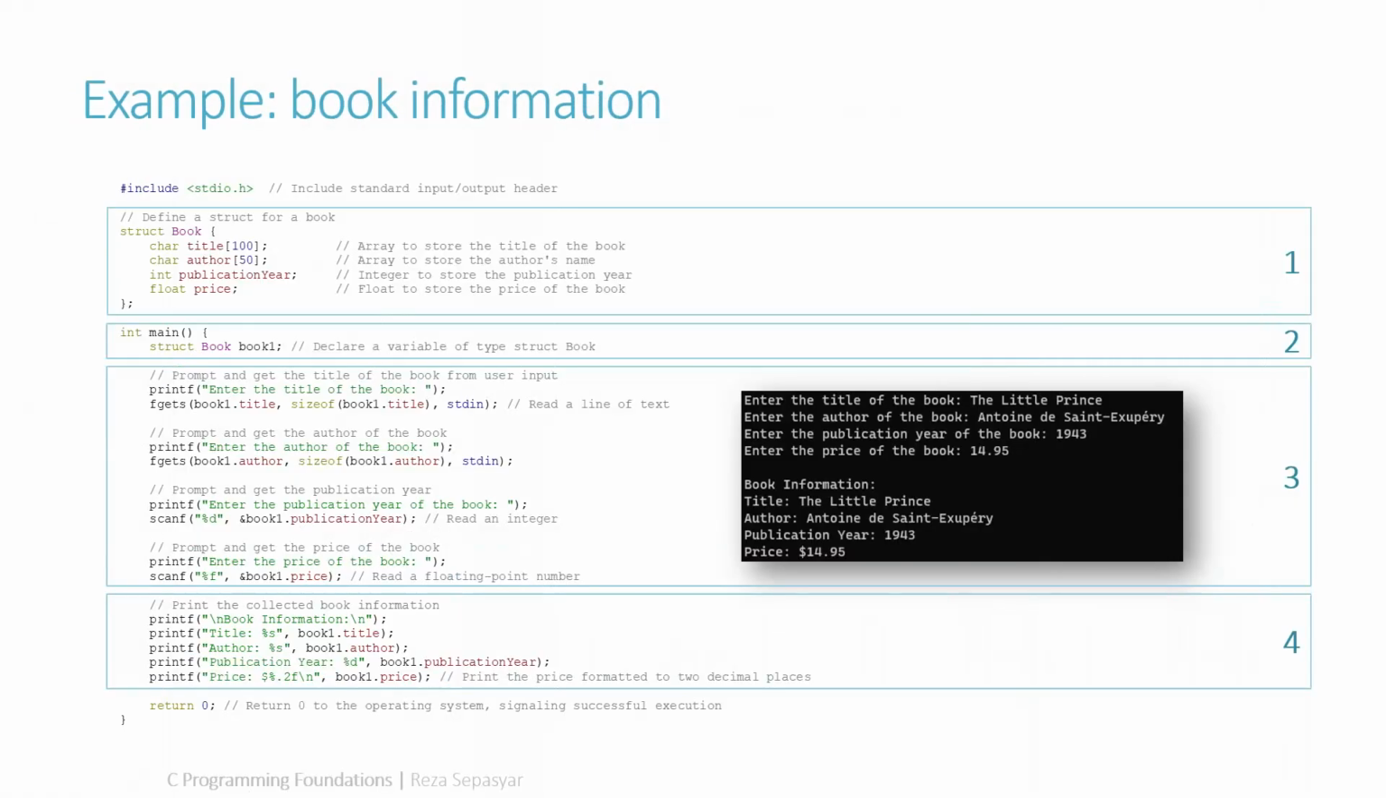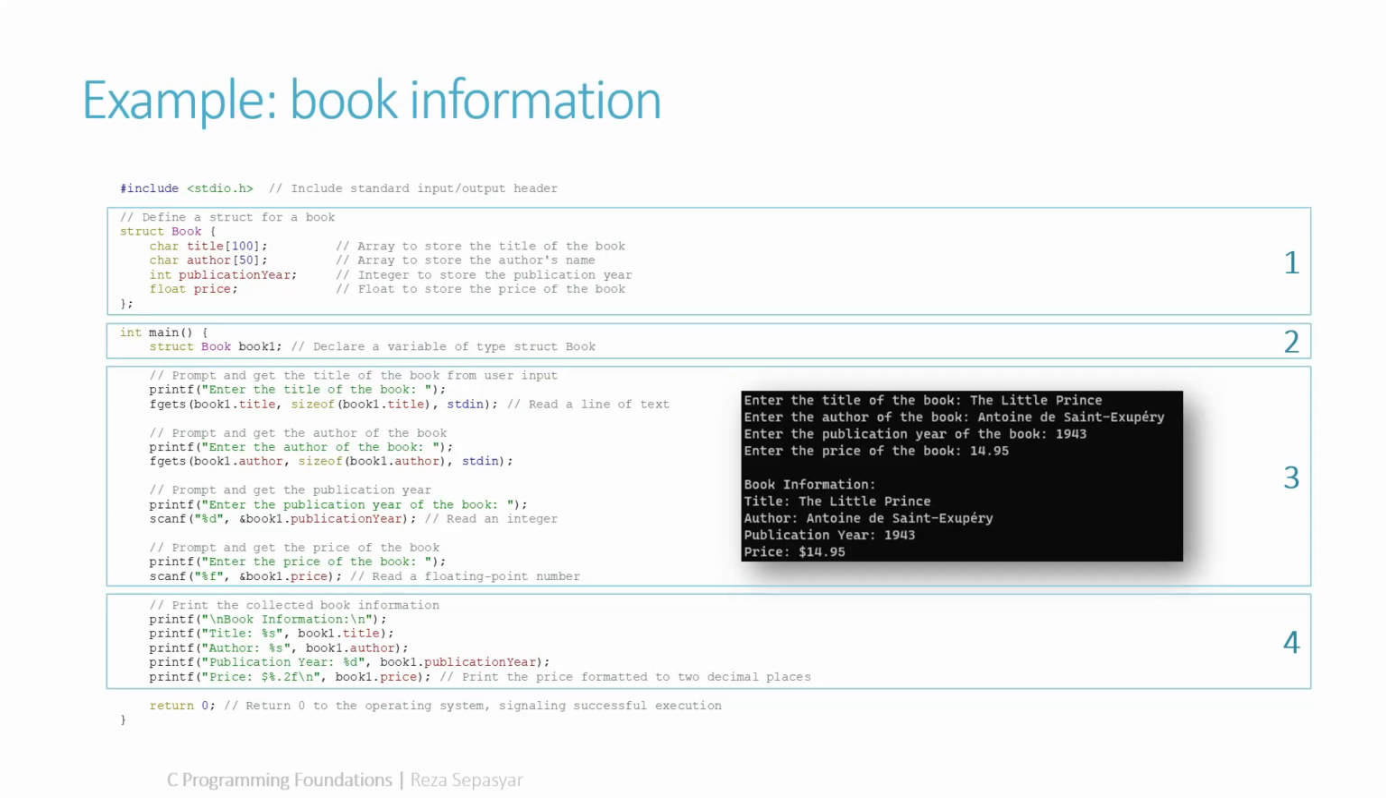Alright, so we've got this neat little C program where we're going to keep track of some book info. We're using a struct to hold all the details about the book, like its title, author, when it was published, and how much it costs. Here's what we do in the program. First up, we set up a struct called book. It's like a form with spaces to fill in the book's title, the author's name, the year it was published, and the book's price.